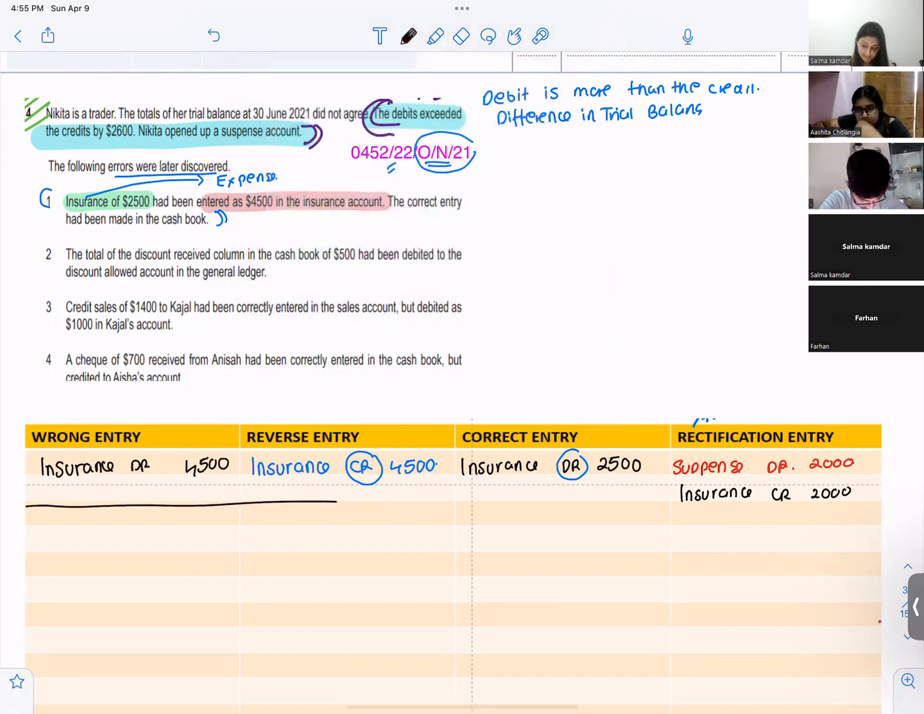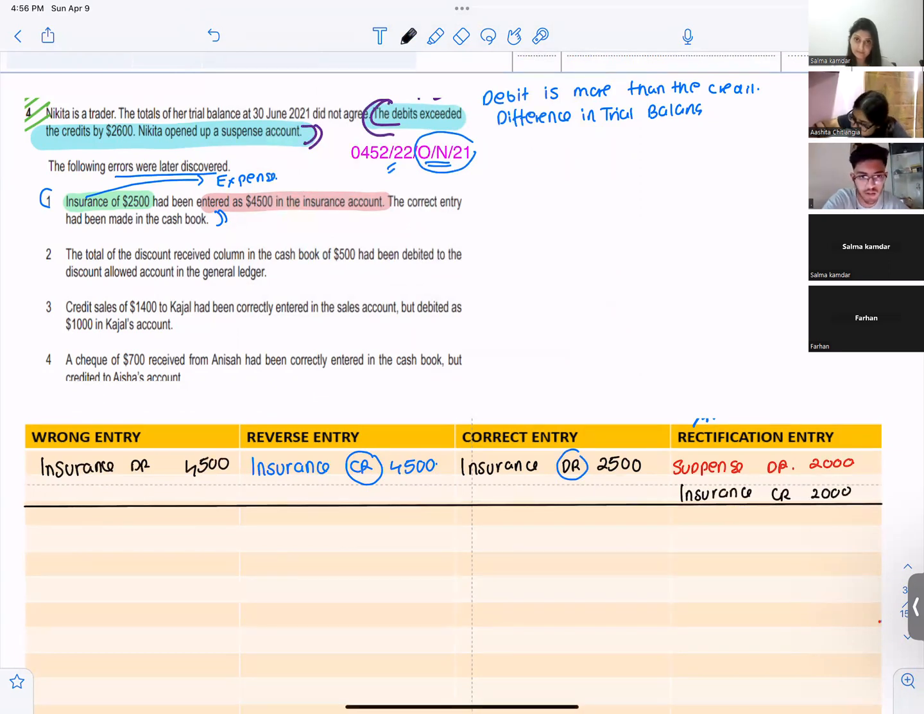Okay, done. Miss, why did you subtract it? To merge these two entries, right? When you have to merge these two entries, you will see whether these are the same or opposite. They're opposite. One is credit, one is debit. So if it is opposite, you're going to subtract it.